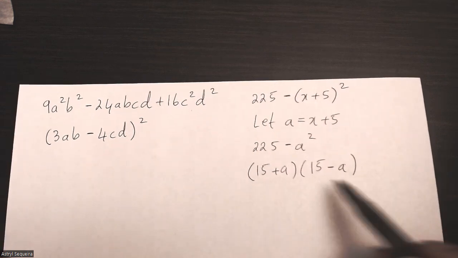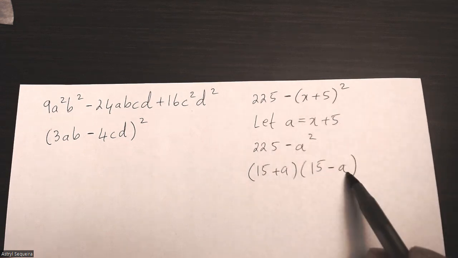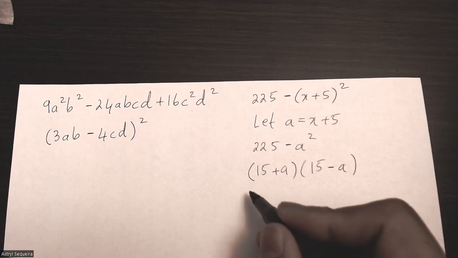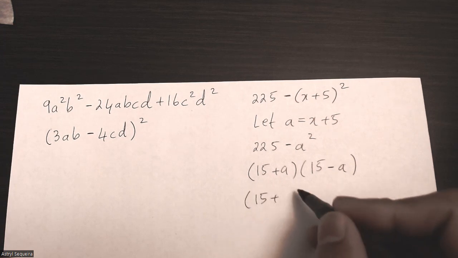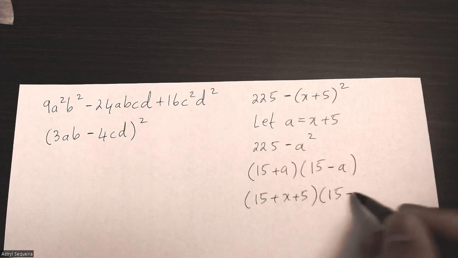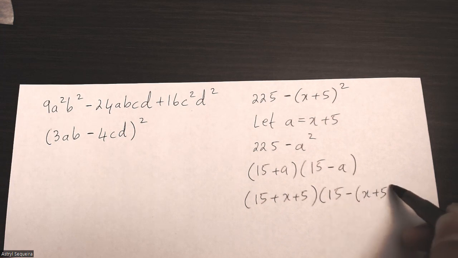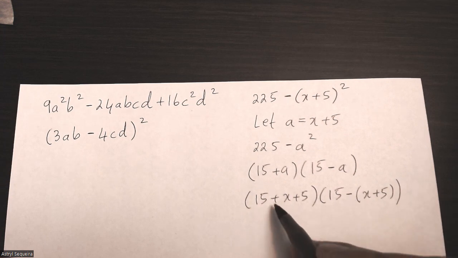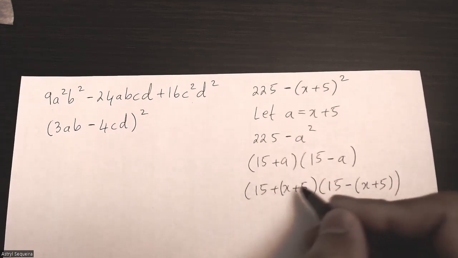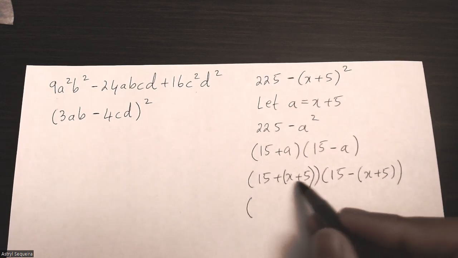Now I can't leave this as my final solution because my initial question had an x, so I can't have a's in my final answer. So once I do difference of squares, I'm going to replace my a's back with an x plus 5. So this becomes 15 plus x plus 5, and this becomes 15 minus x plus 5. But because I have a minus sign here, I need to do this in a bracket as well. Anytime you have anything other than a positive sign, you need to create a double bracket. If you want to make this a bit simpler, I could double bracket this as well, but there's no difference over here.